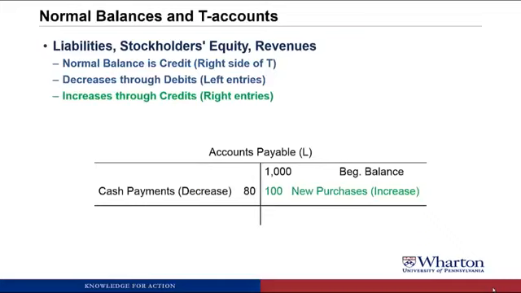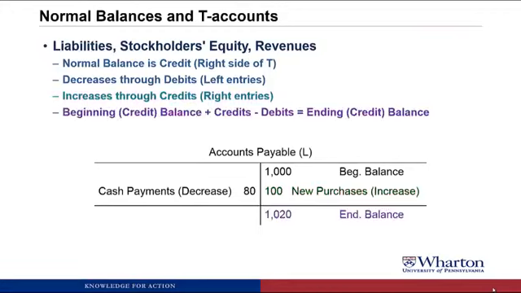Also during the year, we go out and purchase new inventory. We purchase it on account, so we owe our suppliers $100. That's going to increase the liability accounts payable. We increase the liability with a credit entry; a credit increases a credit balance account.